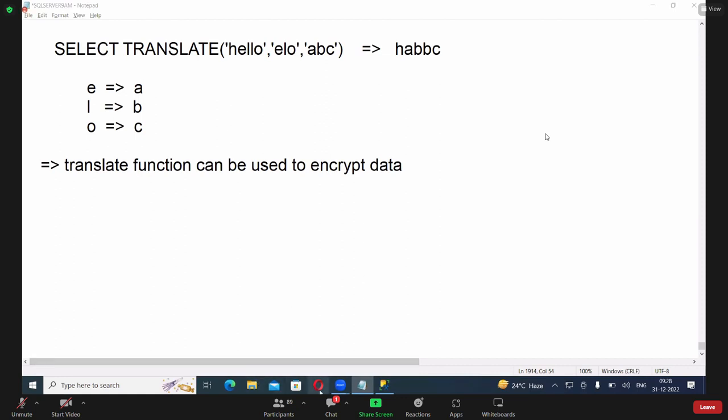The translate function can be used to encrypt data. Encryption means what? Do you know what encryption is? What is the definition of encryption?